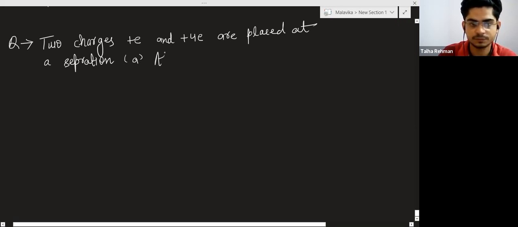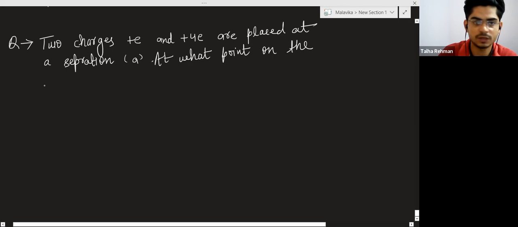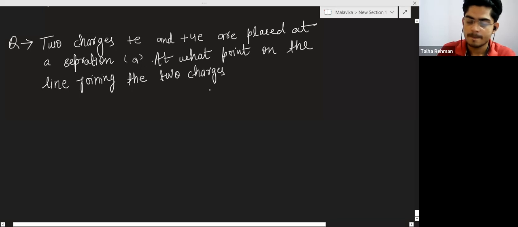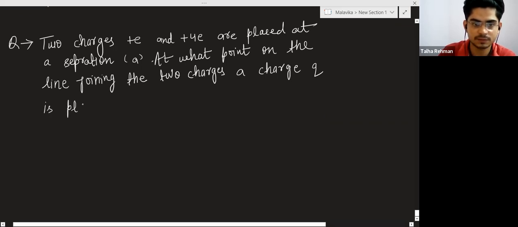At what point on the line joining the two charges is a charge Q placed so that charge Q is in equilibrium?